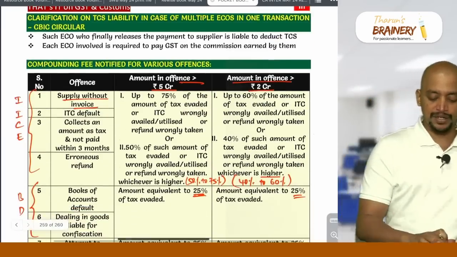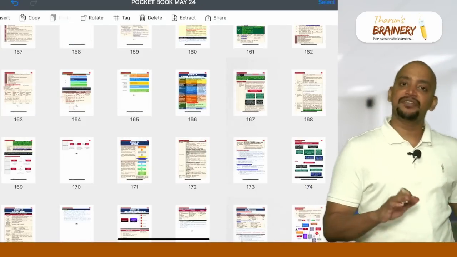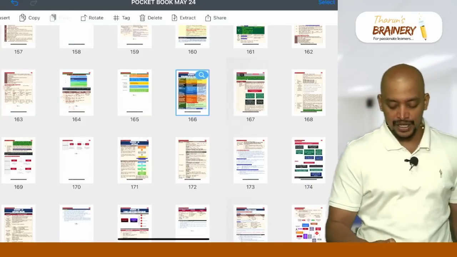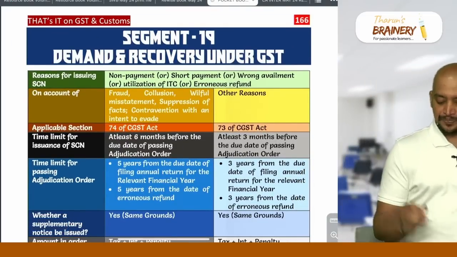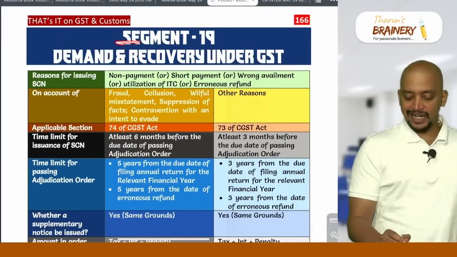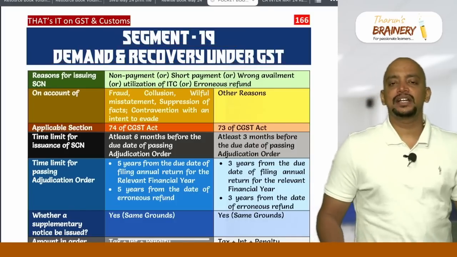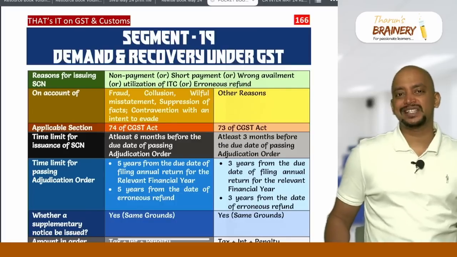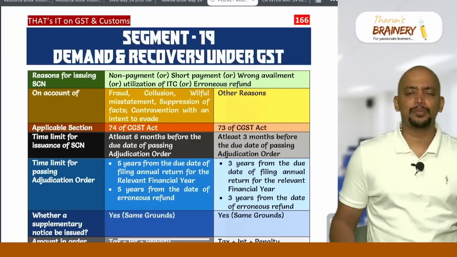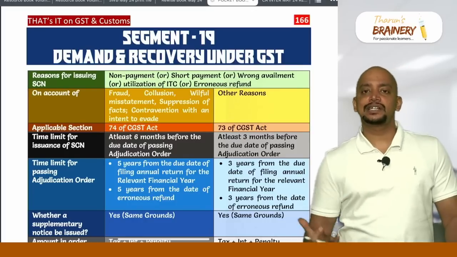So this is one amendment related to compounding of offences. So we have completed offences and penalties, search and seizure. Then the next area that you can see, segment 19, demand and recovery under GST. There are two important sections, 73 and 74. Apart from that, other sections are also there, but 73 and 74 are the repeatedly asked sections.